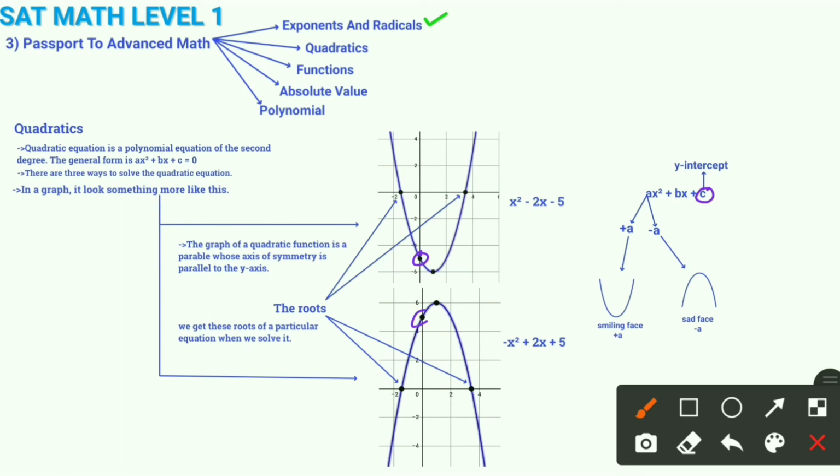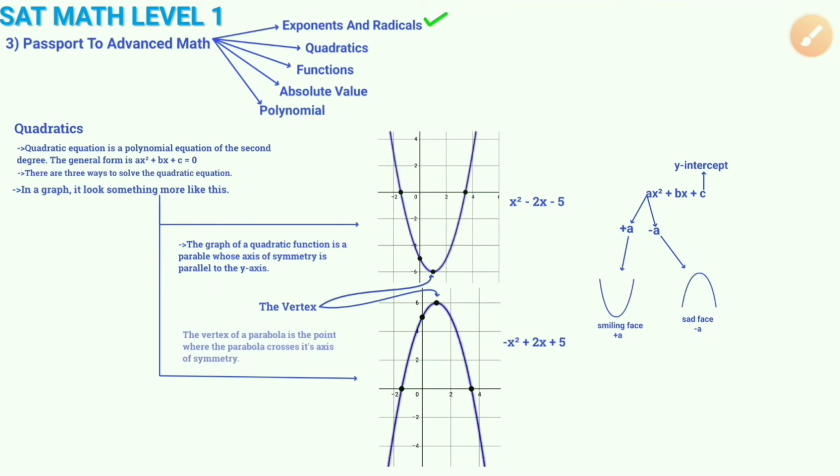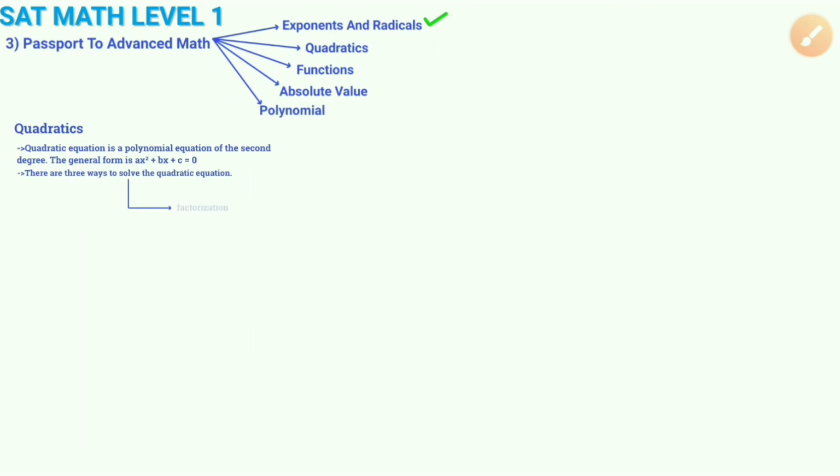C is the y-intercept. Okay, and these are the roots of the equation. Whenever we try to solve the quadratic equation, we always get these roots of a particular equation when we solve it. And this part is known as a vertex. Vertex, or you can just call it maximum point and minimum point. This is minimum and this is maximum. Just like I told you, the vertex of a parabola lies on the axis of symmetry. So there are 3 ways: factorization, completing the square, and quadratic formula.